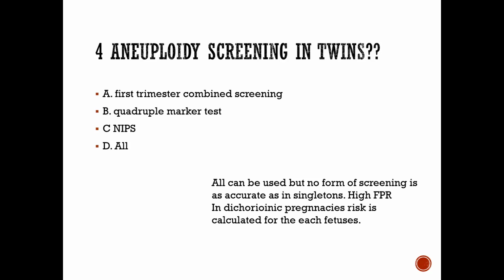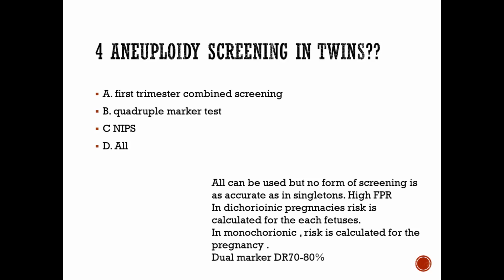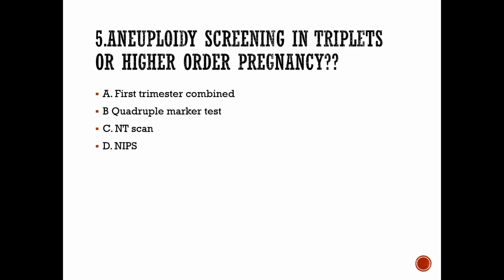In dichorionic pregnancies, risk is calculated for each fetus individually, fetus 1 and fetus 2. Whereas in monochorionic pregnancy, risk is calculated for the pregnancy, so there will be a single risk. Now, if we compare the detection rate of double marker and quadruple marker with singleton pregnancy, it is quite less. Double marker has a detection rate of 70 to 80%, and quadruple has 50 to 60%. So it is approximately 10% lower than in singleton pregnancy.